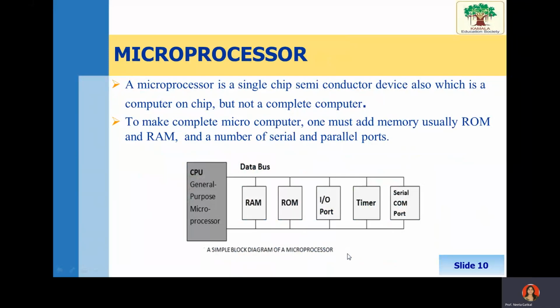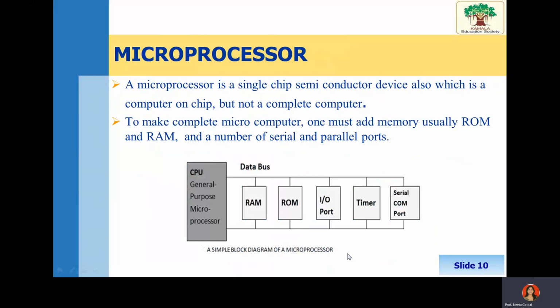A microprocessor is a single chip semiconductor device, a computer on a chip, but not a complete computer. So we can say that this is also a chip, but this is not a complete computer. To make a complete microcomputer, we must add memory, usually a ROM and a RAM, and a number of serial and parallel ports.